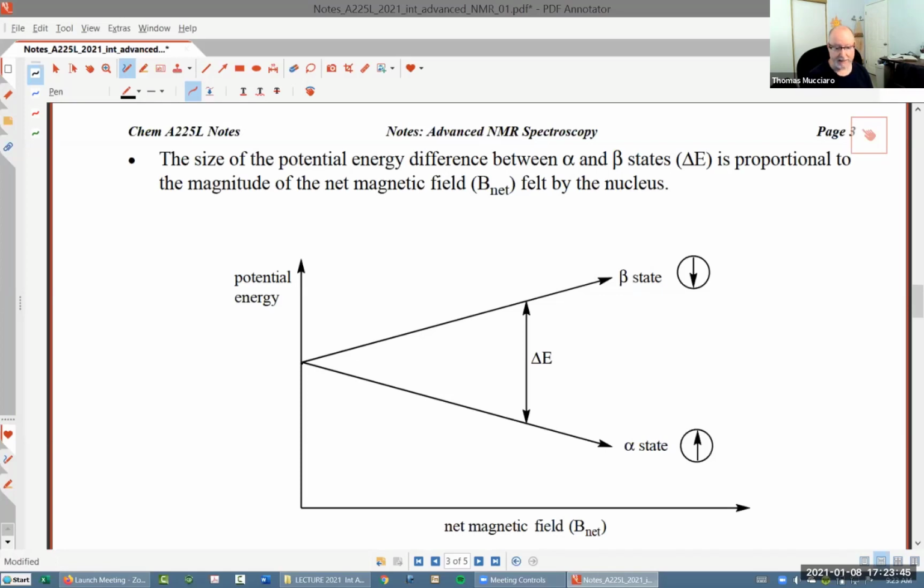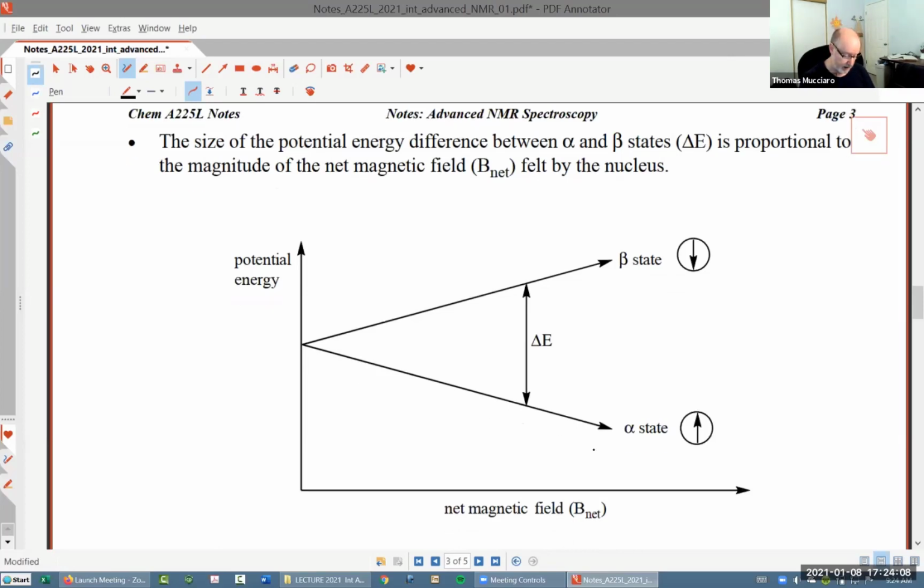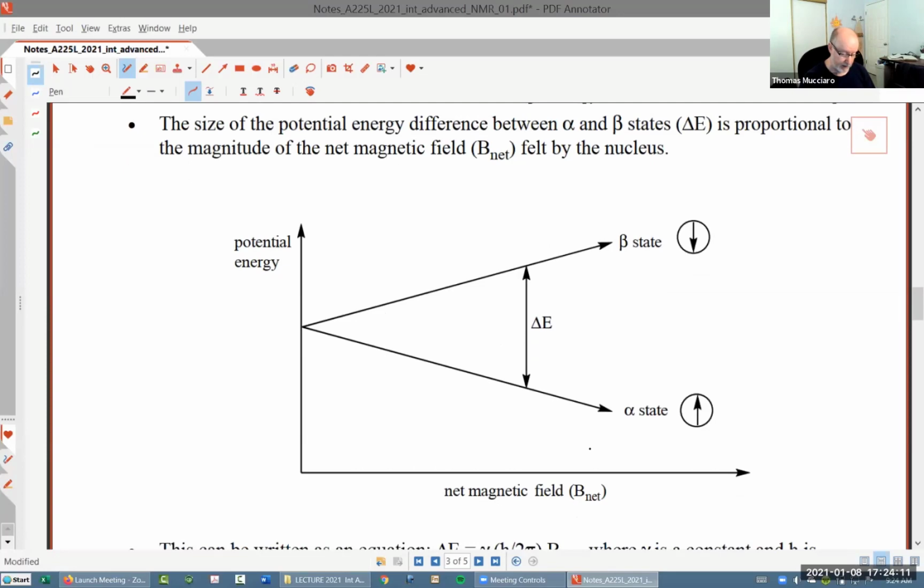But it turns out as that field is applied and gets bigger, the two states, the potential energy, split apart. And the bigger the field, the farther they are apart. And it's the distance apart between these two states that is delta E. So the take home is that the bigger the magnetic field, the bigger the difference in energy.